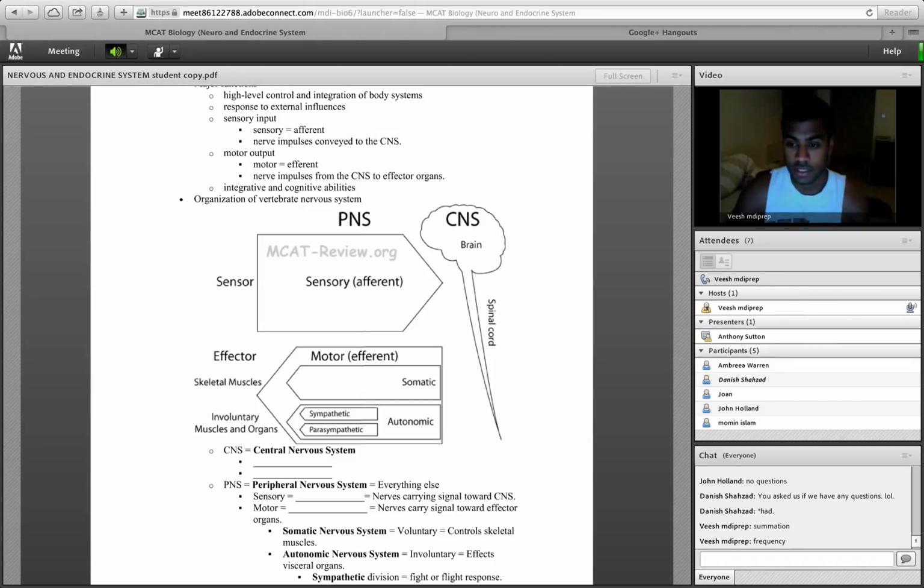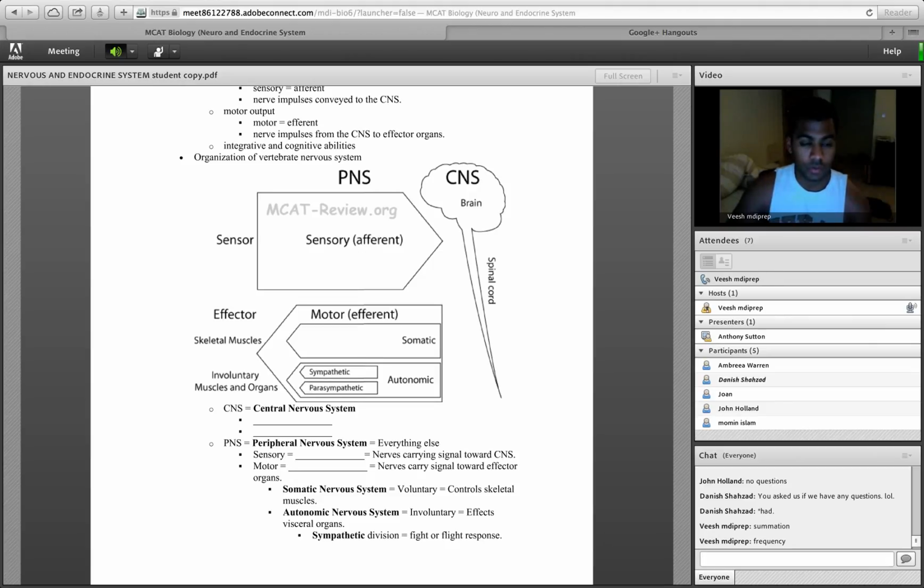And the peripheral nervous system, that's pretty much everything else. So in those blanks right below there, it's just what I had up at the top. Sensory equals the afferent part. Those are the nerves, like I said, carrying signals towards the CNS. Whereas the motor, those are the efferent. Those are being taken from the CNS to the rest of the body.